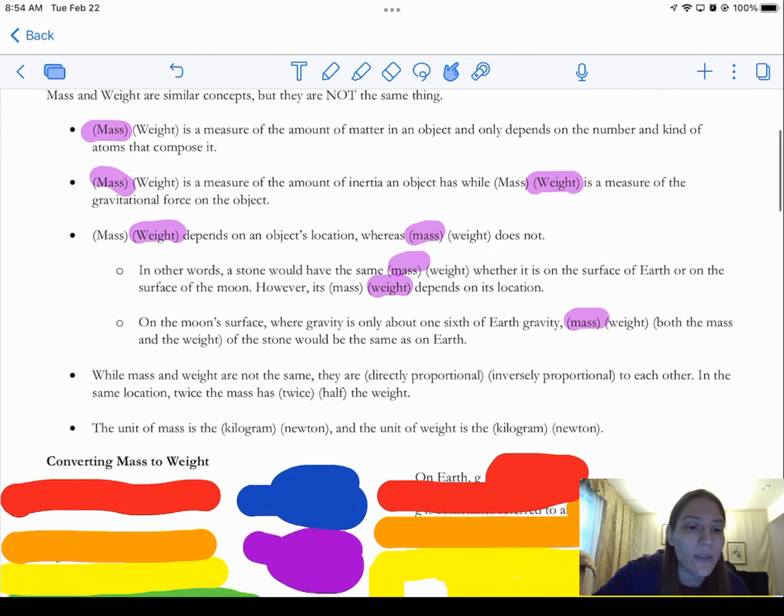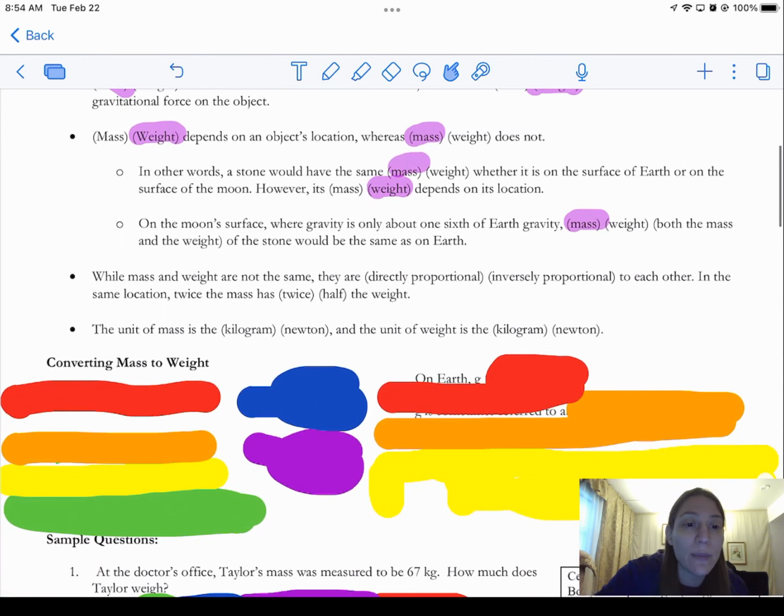Let's see. While mass and weight are not the same, they are directly proportional, because the more mass you have, the more weight you're going to have. So directly proportional, that means they change the same. Inversely proportional means they change in the opposite ways. We'll come and see some more of those kinds of proportionalities a little bit later when we talk about Newton's second law. In the same location, twice the mass has twice the weight. Okay, the unit of mass we use is the kilogram, and the unit of weight we use is the Newton. Okay, so that's the difference between mass and weight there.